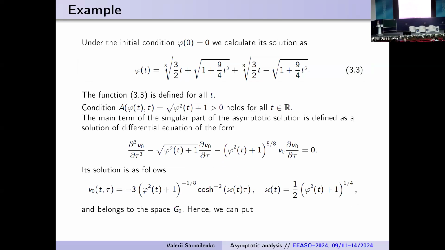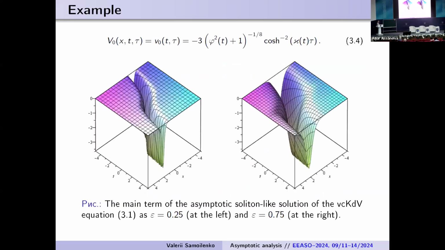Later we deduce the equation for the main term of the singular part of the asymptotic. We suppose that the regular part of the asymptotic is equal to 0. It is adopted because in this case the basement of the soliton solution is 0, and we find the exact solution for the main term. This solution has soliton-like form, and this function belongs to the space of quickly decreasing functions with respect to variable tau. So we can consider the main term of the asymptotic, and you see the corresponding graphs of the constructed asymptotic solution for the variable coefficient KdV equation, for the same value of the small parameter as the graph shown before for the exact soliton solution. You can see some deformation of the soliton solution, but they are similar.